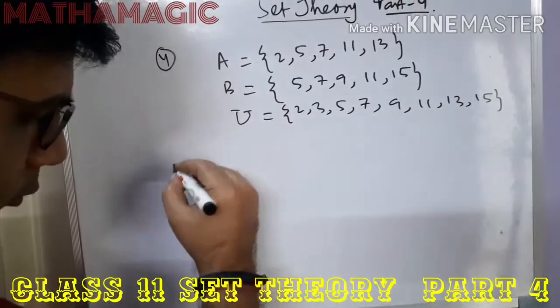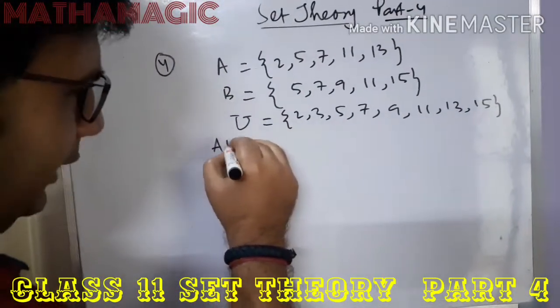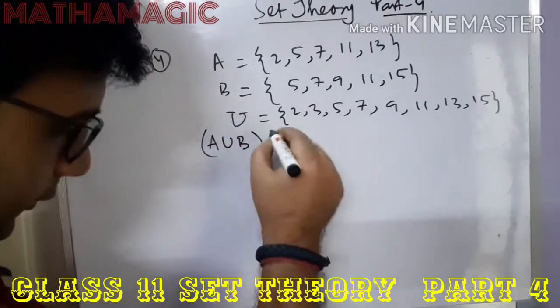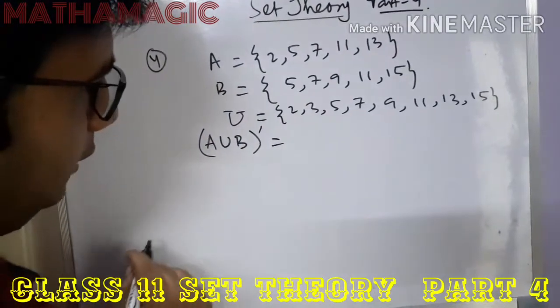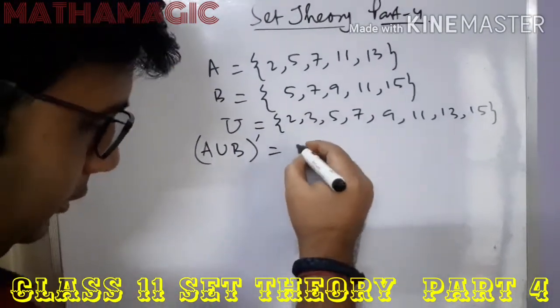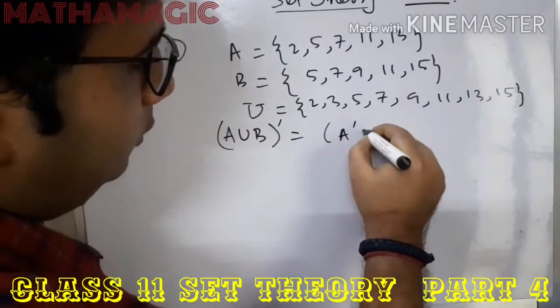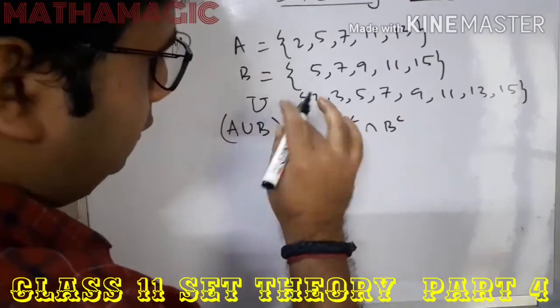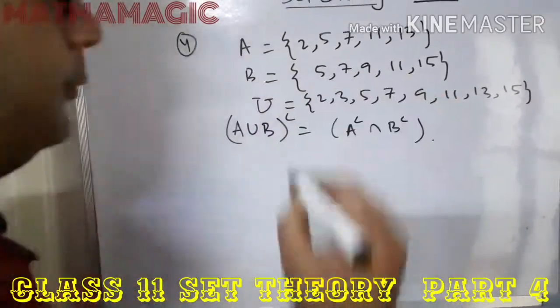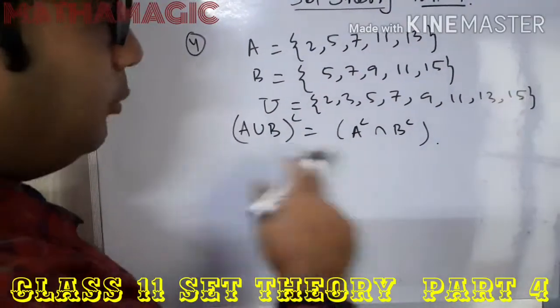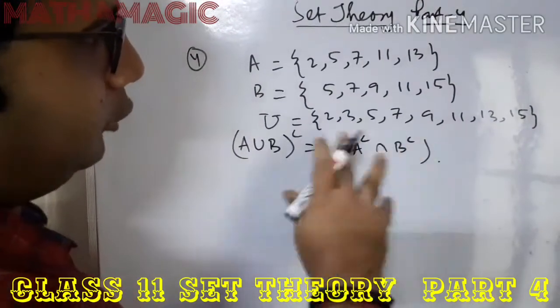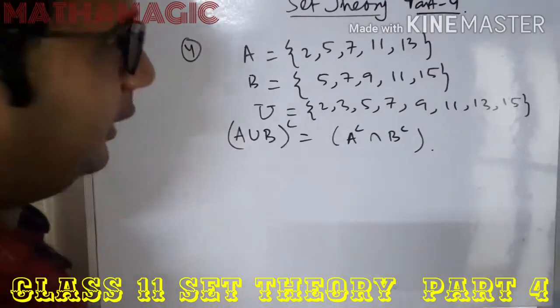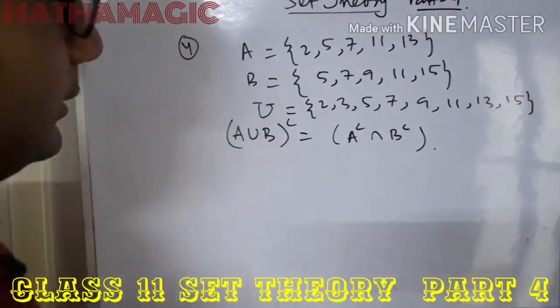Now we would like to verify that A union B complement is equal to A complement intersection B complement. So this is De Morgan's theorem actually. We are going to prove De Morgan's theorem by using the Venn diagram and the given data.